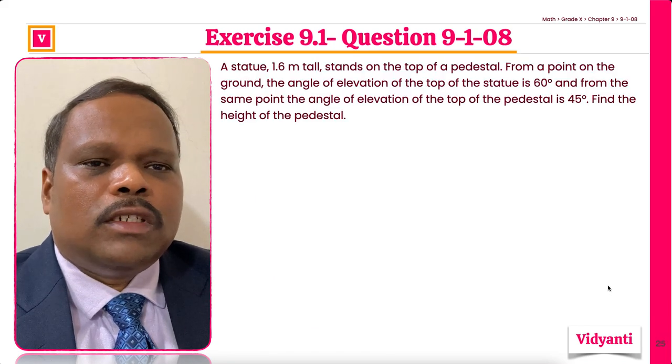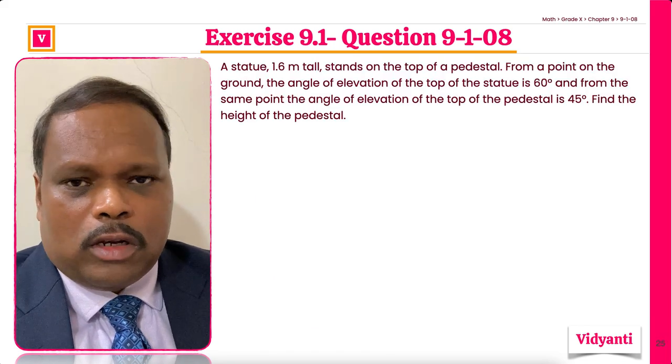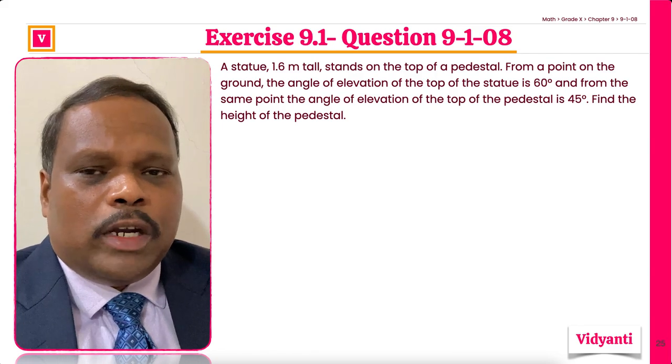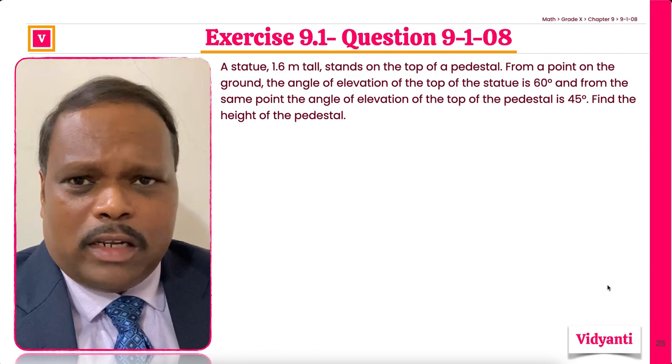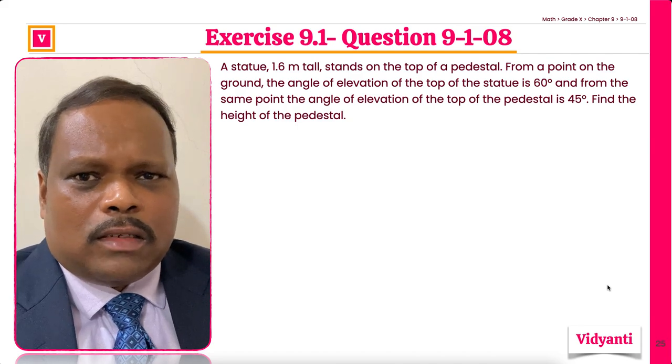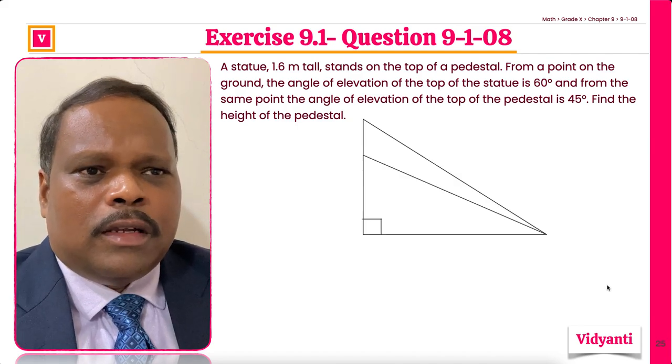Let's go to the next question. A statue, 1.6 meter tall. Now this statue, building, tower are always 90 degrees except the Leaning Tower of Pisa, which is in Italy, I guess. Everything is standing vertical, right?